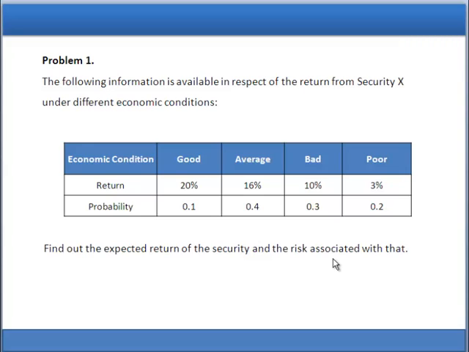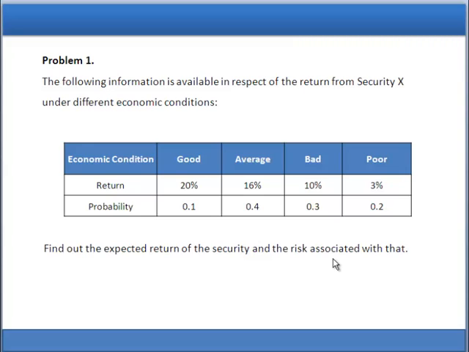Economic condition good, the return is 20% and the probability for this outcome is 0.1. Economic condition average, the return is 16% and the probability is 0.4. Economic condition bad, the return is 10% and the probability is 0.3. And economic condition poor, the return is 3% and the probability is 0.2.